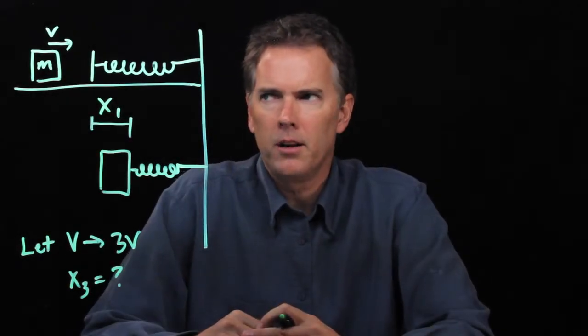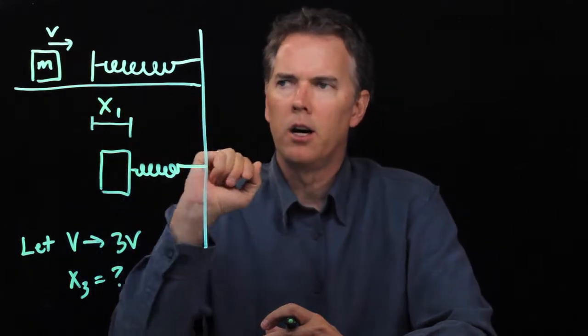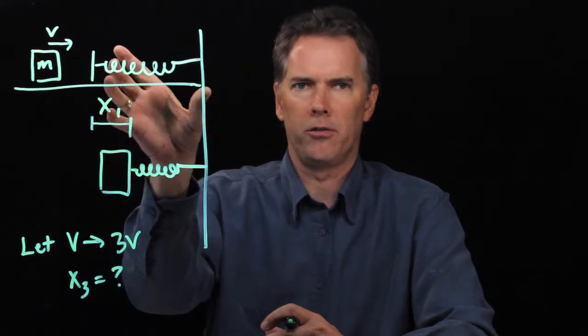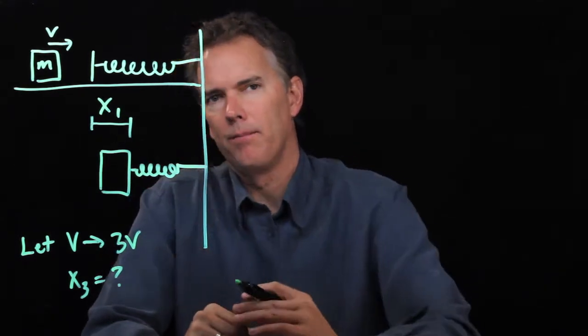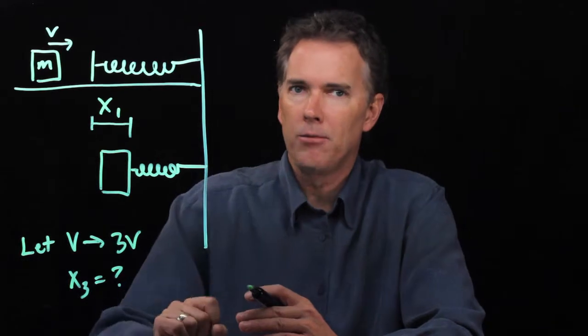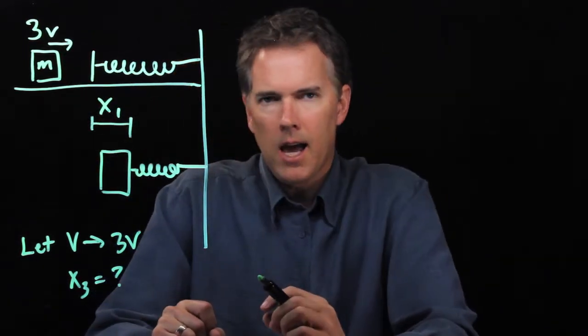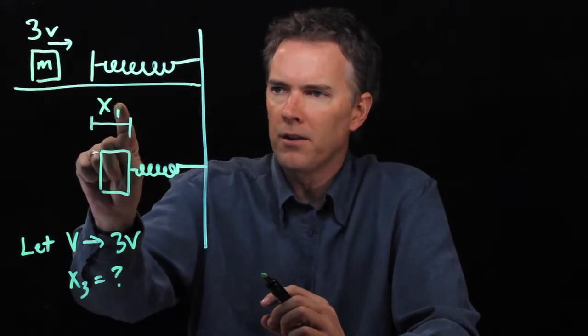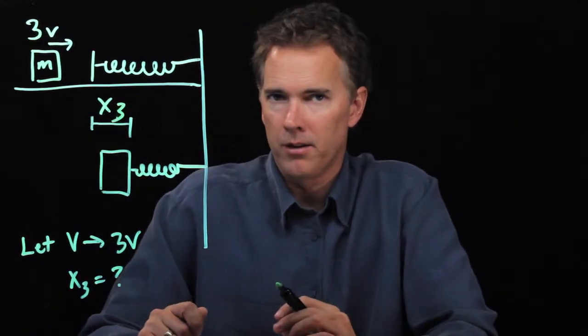The following experiment. Let's say we take a block of mass m and we slide it along on a frictionless table and we hit a spring. It compresses that spring a distance x1. But now let's send it in 3 times as fast. Let's let this be 3v, and let's calculate the new distance x3 that it would be compressed.